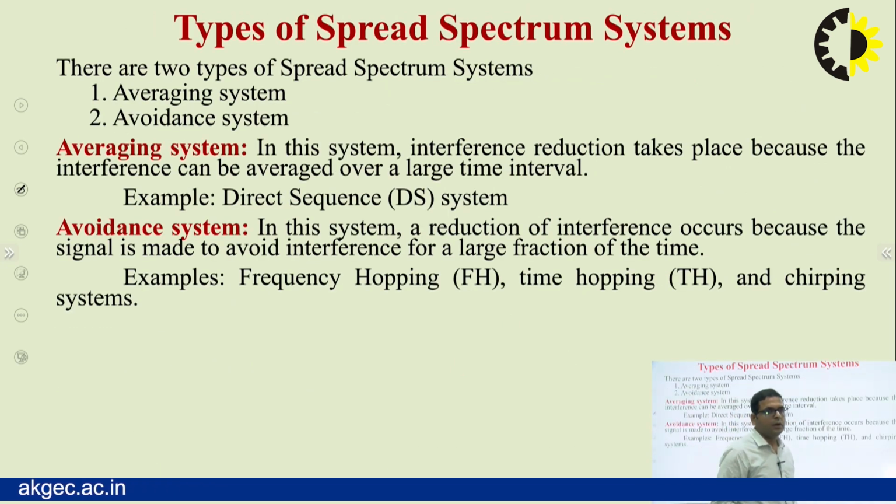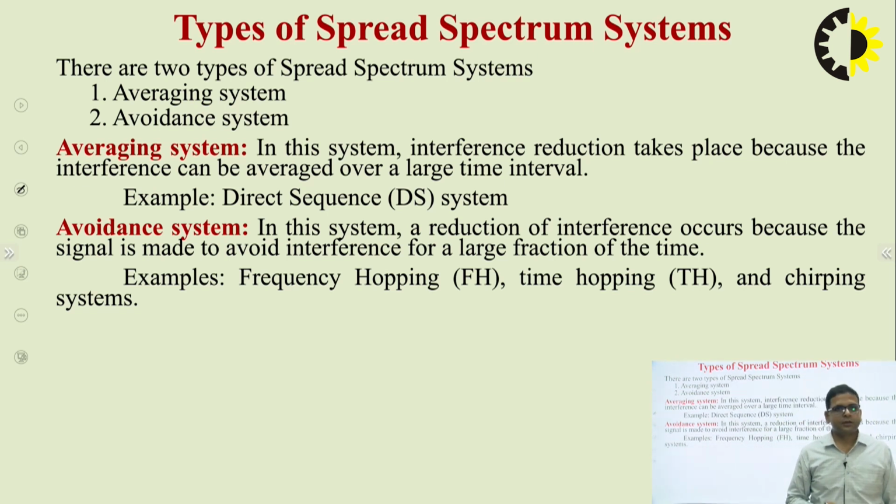Now we come to classification of spread spectrum systems. There are two types of spread spectrum system. One is known as averaging system and the second is known as avoidance system. These classifications are based on how our system is going to deal with the interference or jamming signal which the enemy or any intruder is going to insert in our system.